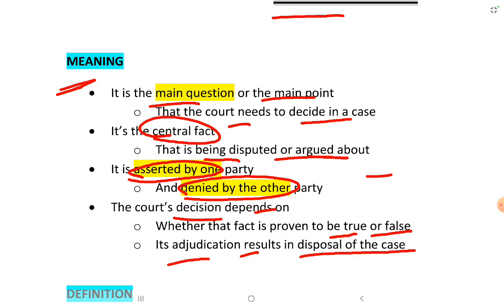If the fact is proven true or false, the court's decision will depend on it. If it's true, Kalu will get punishment. If it's false, Kalu will not get punishment. After the adjudication of fact in issue, the case is disposed.